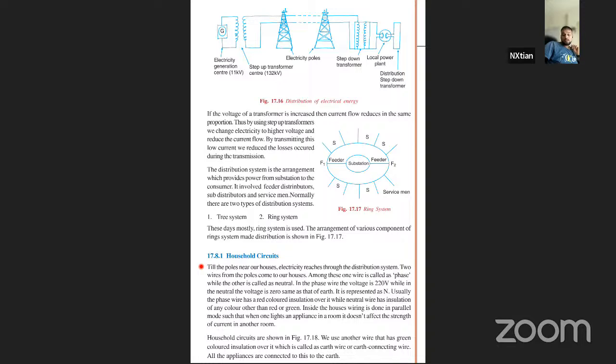In the phase wire, if you check your electric meter, just see the electric meter. No need to touch it. If you look at the electric meter, there are two types of wire coming into it. If in your house it is a red color wire, that first red color wire is called the phase wire.